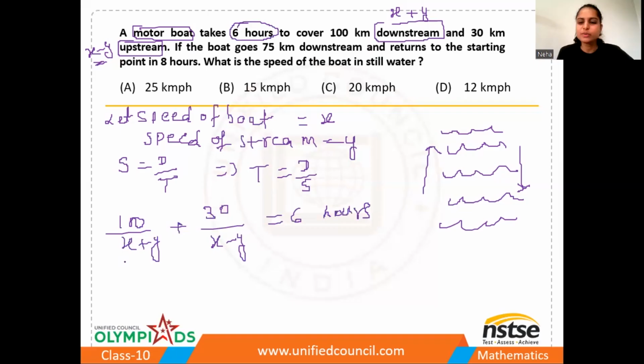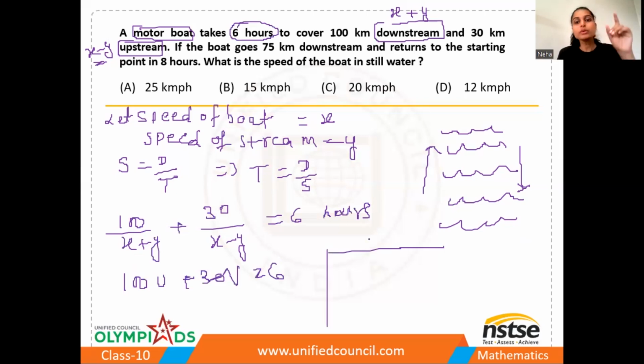So to solve this equation, we can do one thing. Just suppose that 1 upon x plus y is equal to u and 1 upon x minus y is equal to v, right? So it becomes 100u plus 30v is equal to 6. Perfect. This is also done.